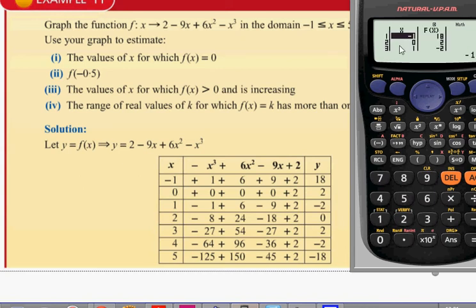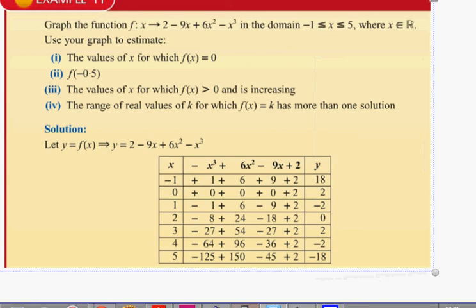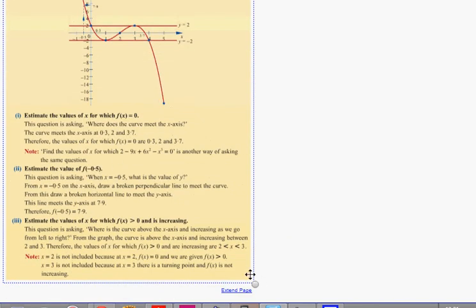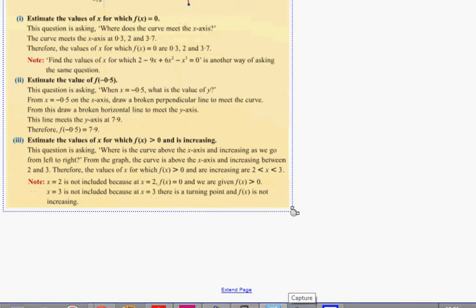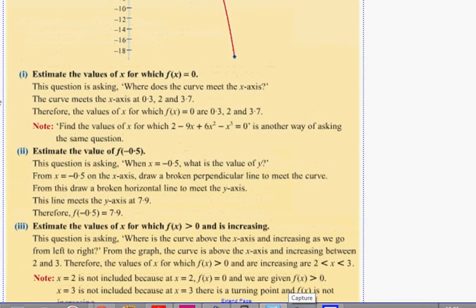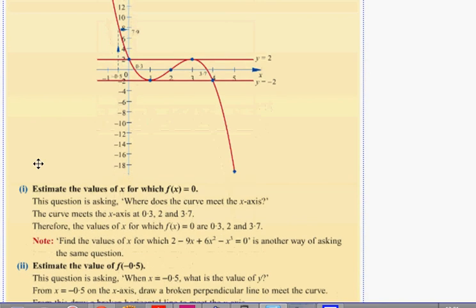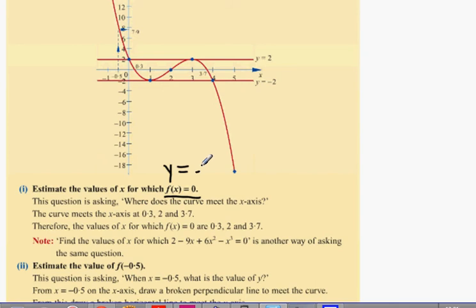Now, step 1, you get all your points here to draw. Do you understand? You're going to draw all these points. Once you've drawn all these points, you then get the following graph. And now you're asked to do some questions on this graph. Example would be, estimate the values of x for which f of x equals 0. What does f of x equals 0 mean again? Y equals 0. Where does the curve meet the x-axis? Where does it meet the x-axis? 0.3, 2, and 3.7. Done.